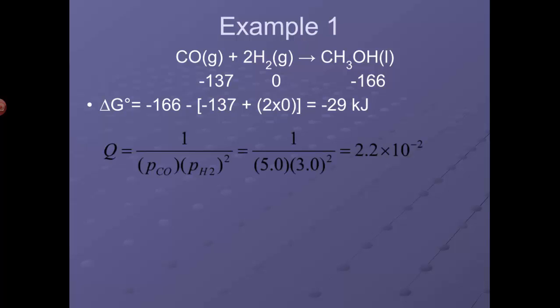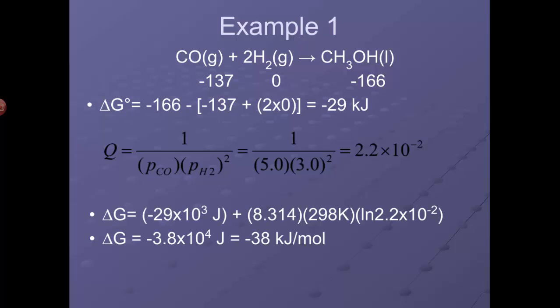Okay, our Q is going to be 1 over the partial pressure of carbon monoxide times the partial pressure of H2 squared. Notice that there's nothing in the numerator except a 1 because methanol is a pure liquid. It doesn't show up in equilibrium constant calculations. So we get our Q value of 2.2 times 10 to the minus 2. We have our delta G standard. We plug that into our expression. Delta G is equal to delta G standard. We're going to want to put everything in joules because we're working with R, whose value is in joules. Plus R times T, T is 298 kelvins, times the natural log of Q, which is natural log of 2.2 times 10 to the minus 2. And delta G is going to be negative 3.8 times 10 to the 4th joules, or negative 38 kilojoules per mole. That's the non-standard delta G for this reaction.